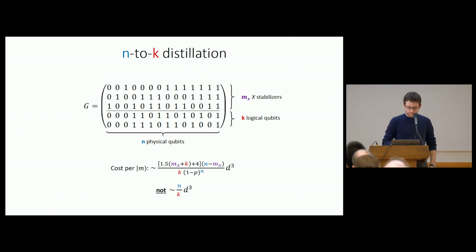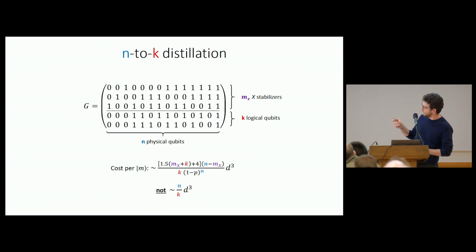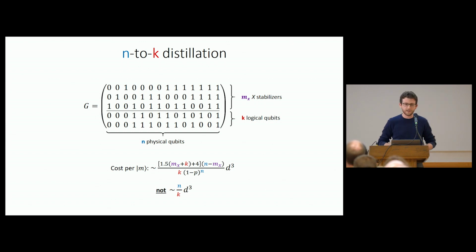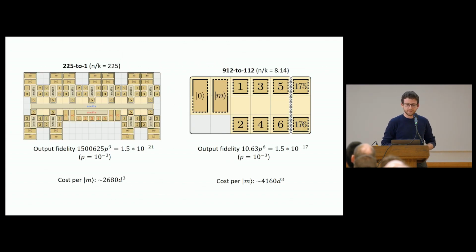But what you should actually try to optimize is the space-time cost per magic state. So, well, for the implementations that I showed you before, it turns out to be this thing here, which is not at all N divided by K. In fact, you can even come up with protocols where the N over K is 30 times better, but still the cost per magic state is significantly higher.